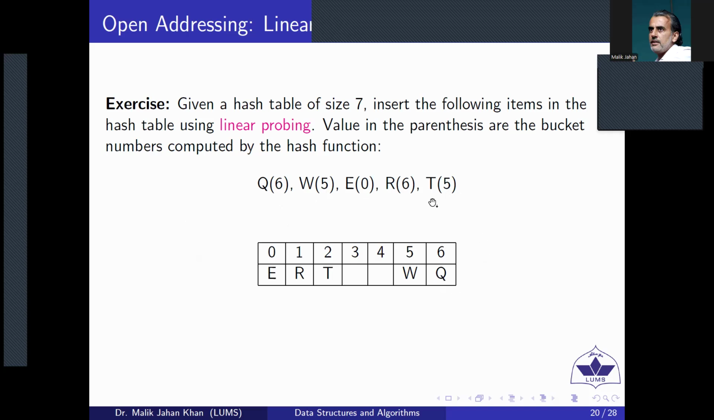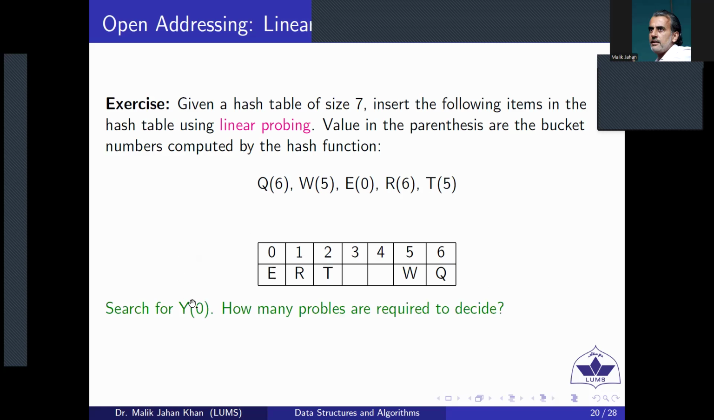So it tries to go to 0, and it collides with E, then it goes to 1. So R gets adjusted to position number 1, and then T tries to go to 5. It is not available. Then it tries to go to 6, that's not available. Then it tries to go to 0, that's also not available. Then it tries 1, that's not available, and then it tries 2, and that is available, and T gets inserted there. So there were a lot of hops, or steps, or probes to find the right place for T.